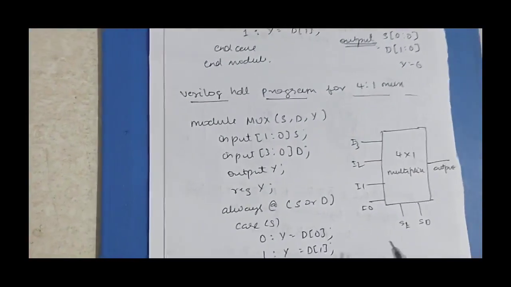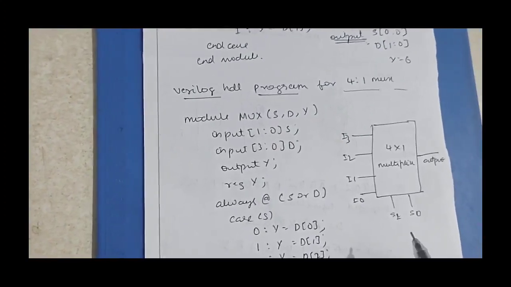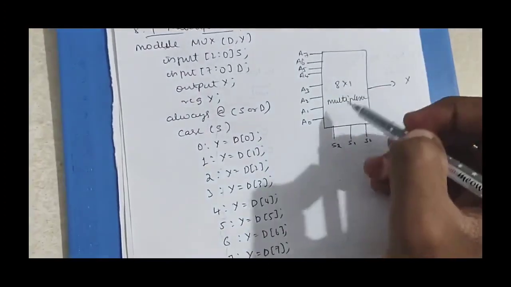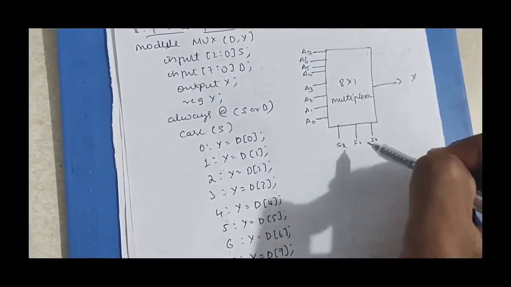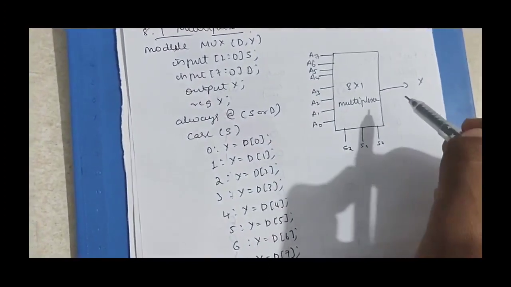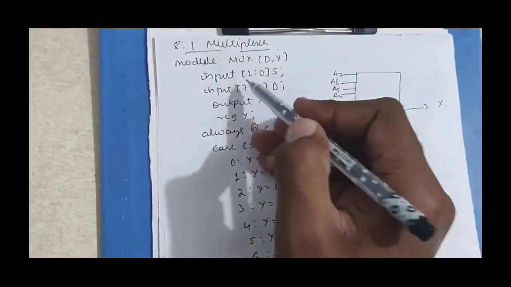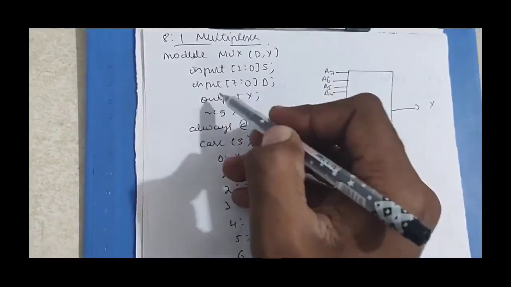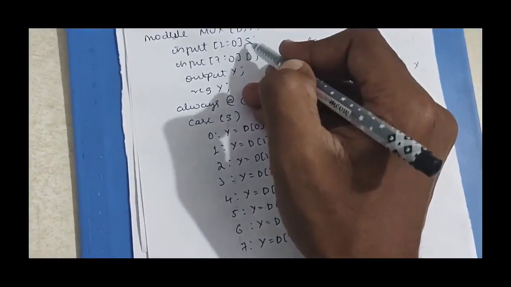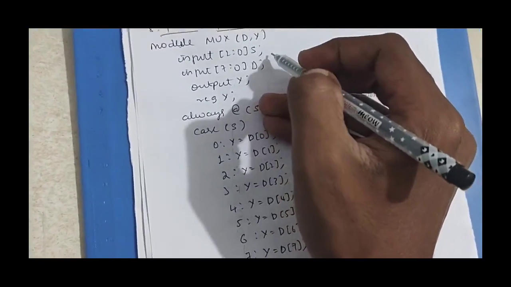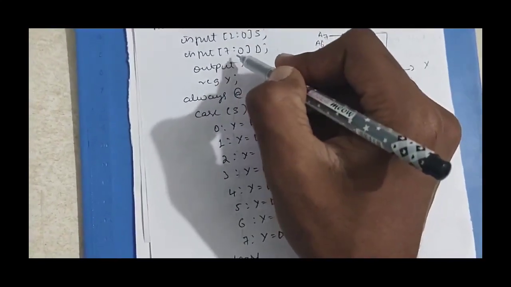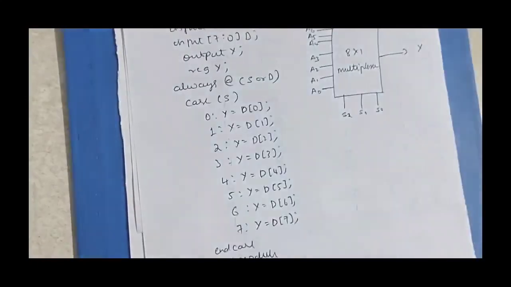Now we shall study the 8:1 Verilog HDL program. Here the 8:1 multiplexer has 8 inputs, and the select lines will be 3, and the output is y. The module mux is given with s, d and y, and input [2:0] s indicates the connection of 3 select lines, and input [7:0] d the 8 input lines.